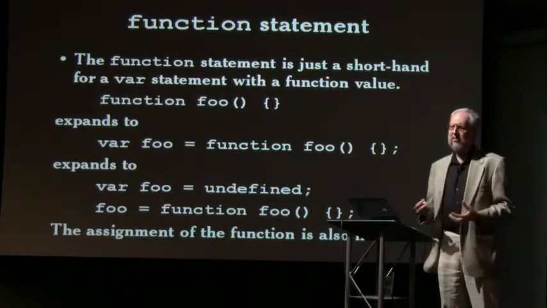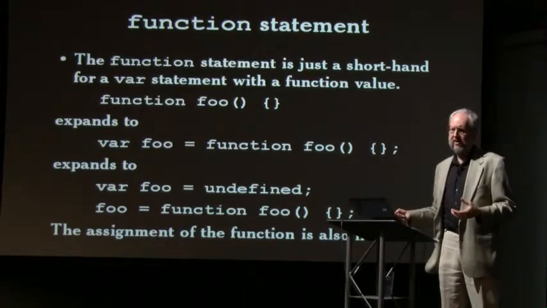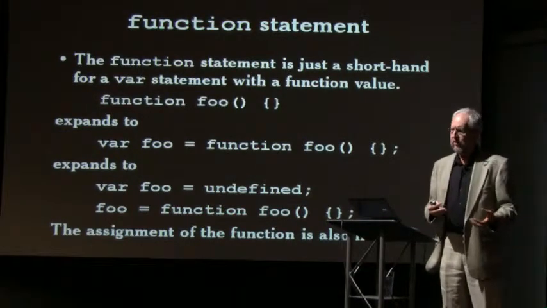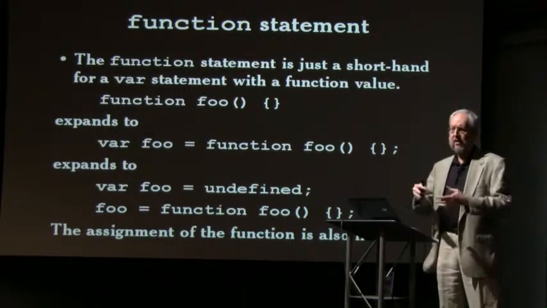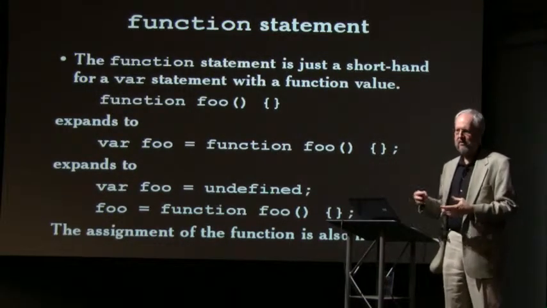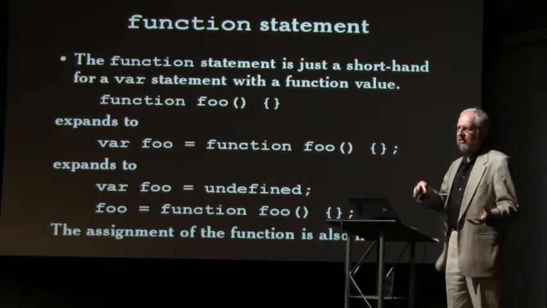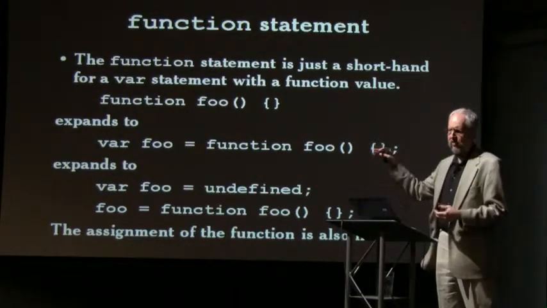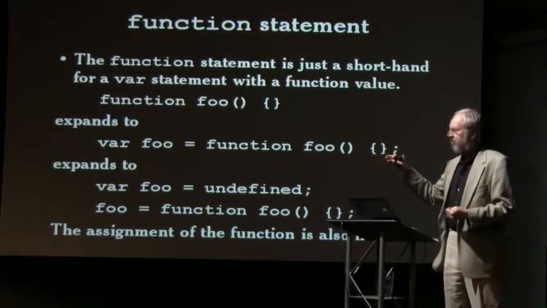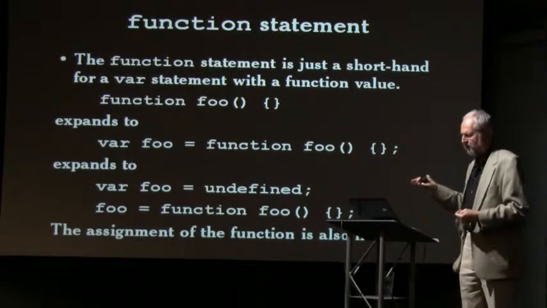So what the function statement does is it expands into a var statement, which creates a variable and assigns a function value to it. And that expansion, because it's a var statement, splits into two things, except unlike the ordinary var statement that we saw earlier, both pieces of it are hoisted to the top of the function. So things are not necessarily declared in the order that you think they are.